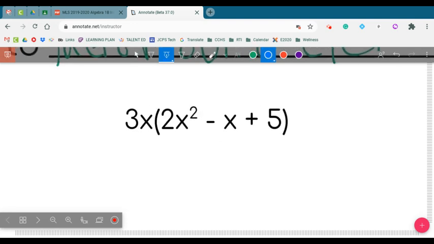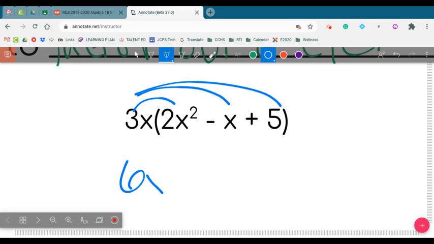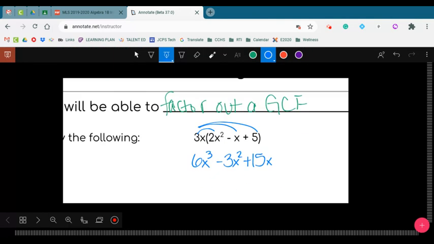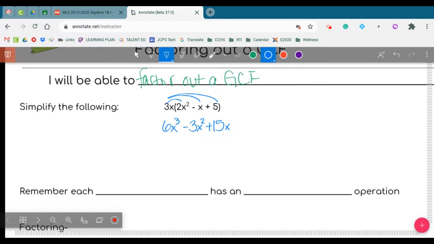So to simplify the following, we should remember, we just have to distribute. So multiply your coefficients, add your exponents. So you get 6x cubed minus 3x squared plus 15x. Now, remember that this one we multiplied. Now to do the inverse, we would just divide.